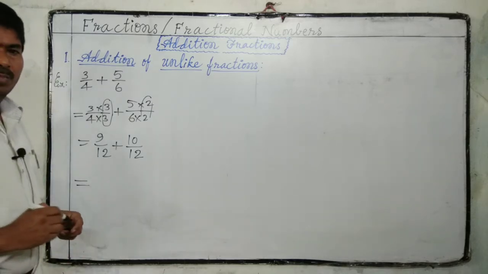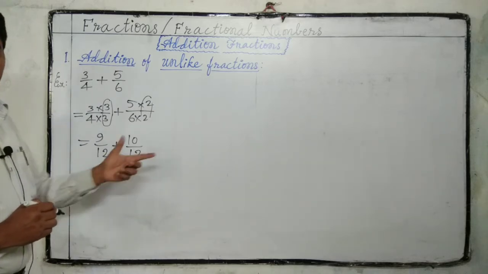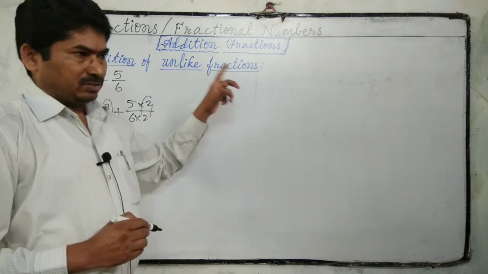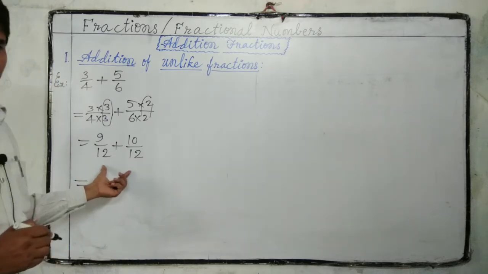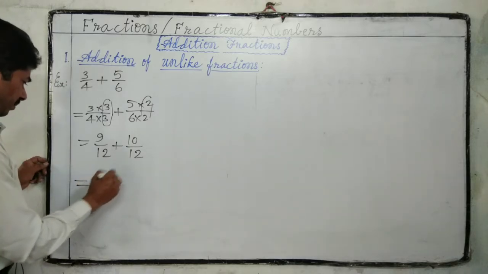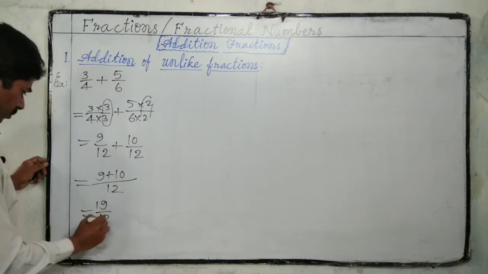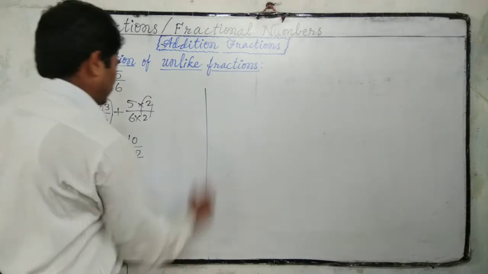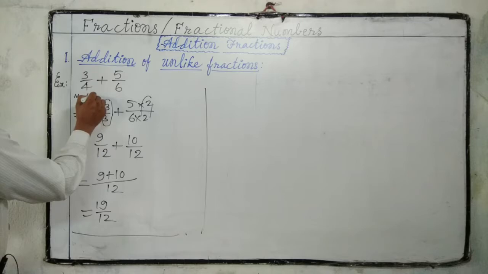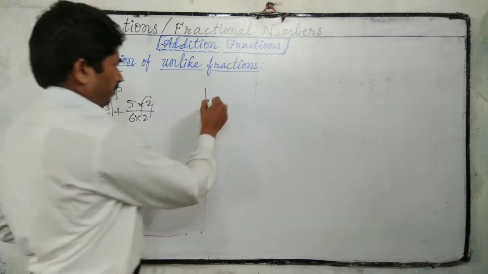Now, as we have already learnt previously, sum of like fractions is equal to sum of the numerators by common denominator. So 9 plus 10 by 12, 19 by 12. This is method 1. Next, method 2.